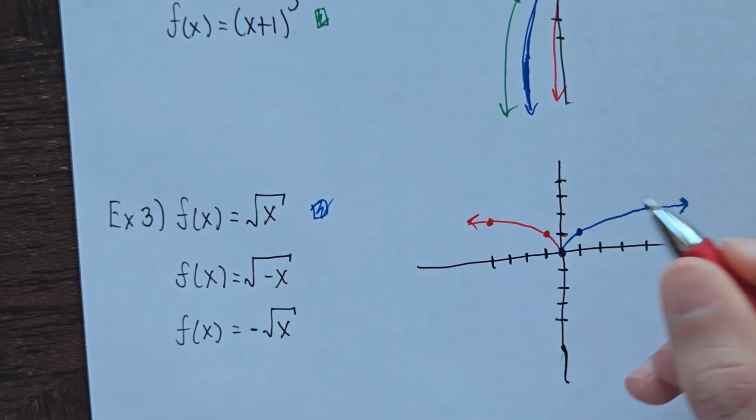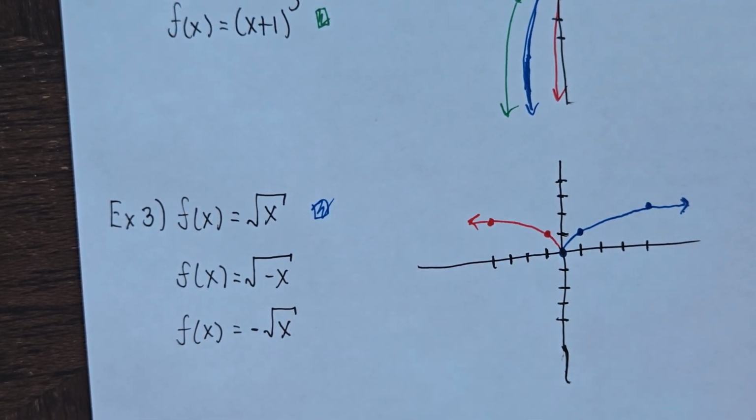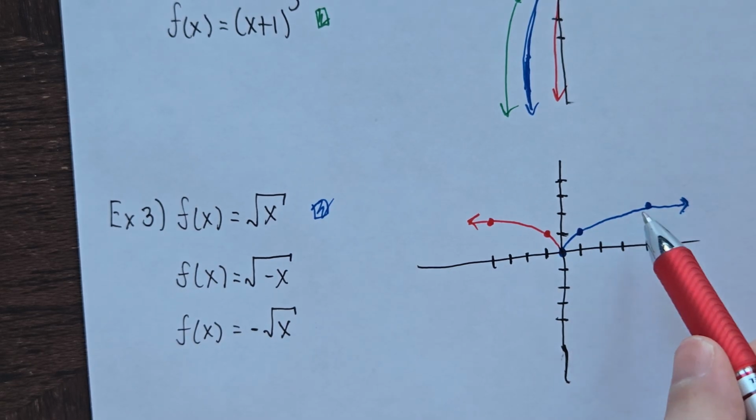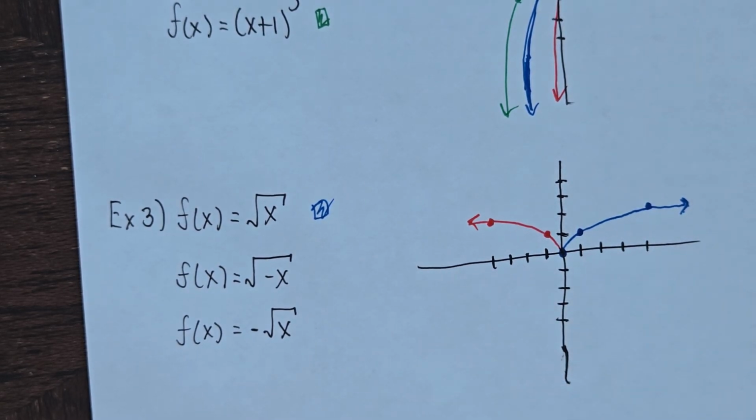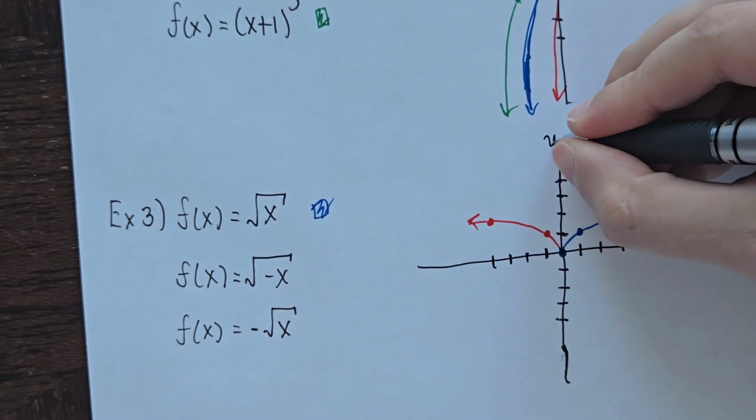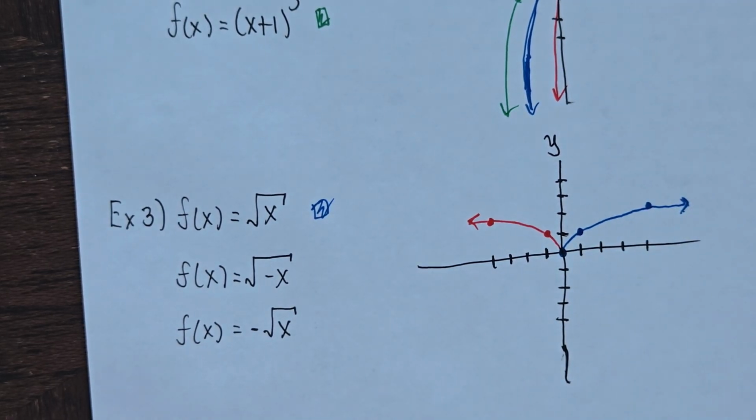So what we see here is whenever we negate that inside of the argument right here, it actually kind of flips all of these points over the y-axis. We're flipping them, or reflecting them, over the y-axis. So that's an interesting observation.